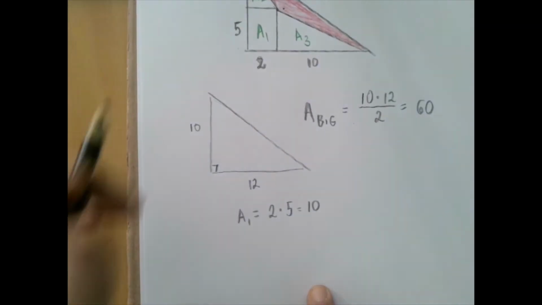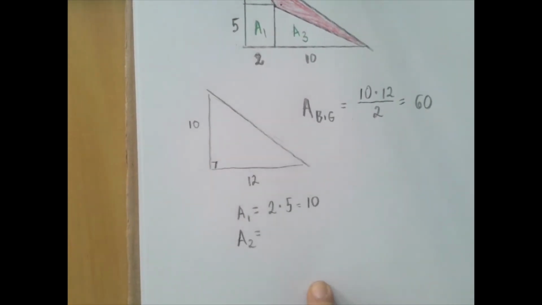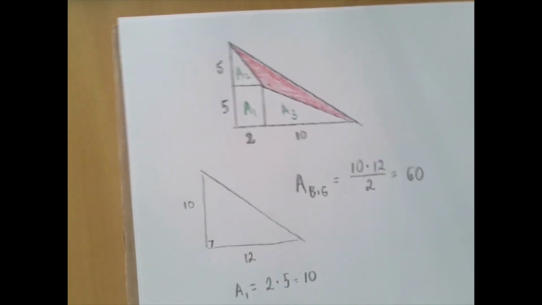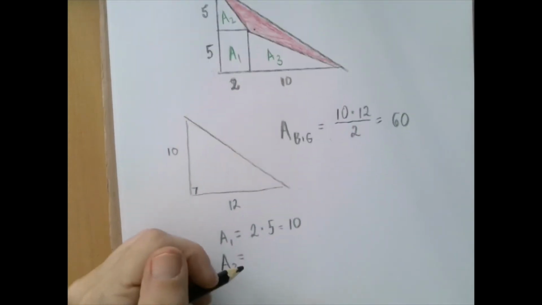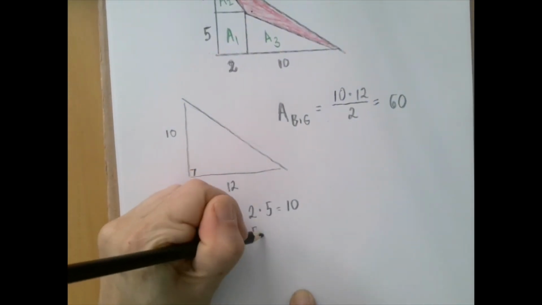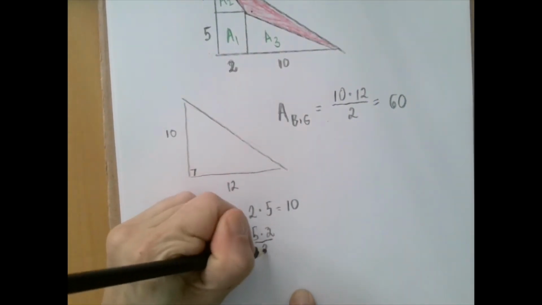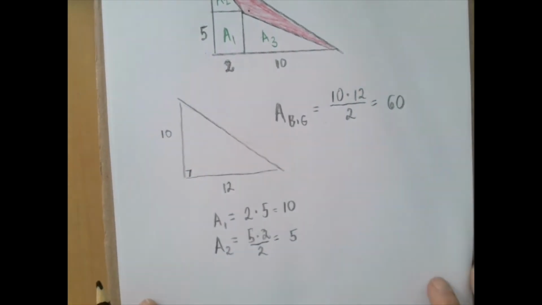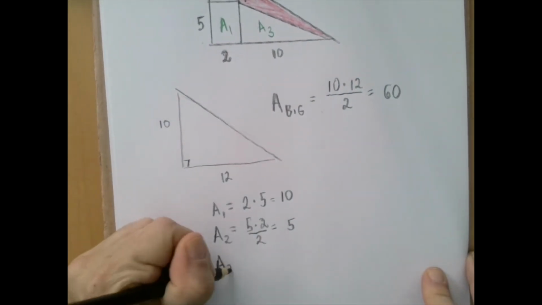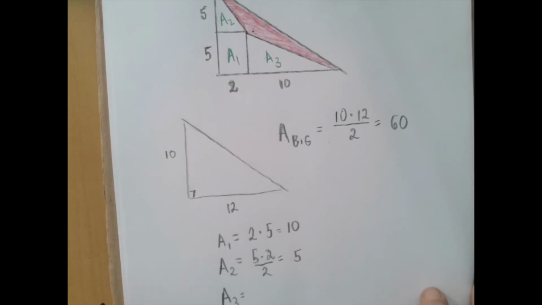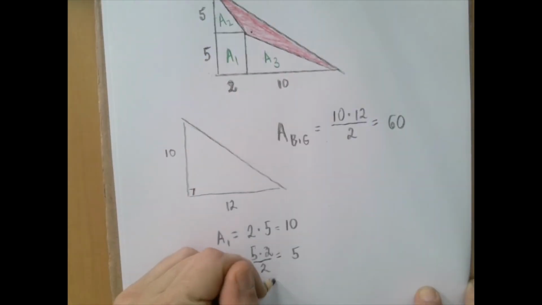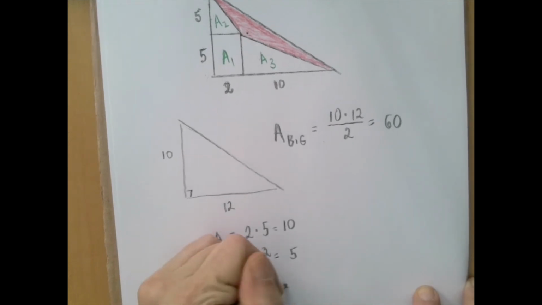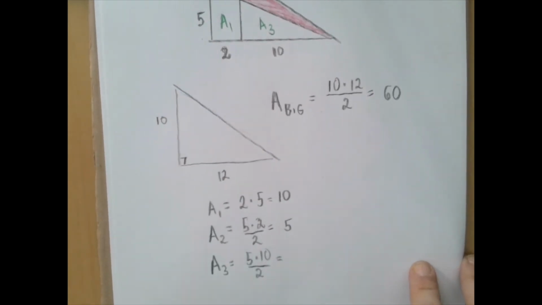Okay, that was easy. Now the second area, A2, is the area of a right triangle with sides 5 and 2. So that means that area is 5 times 2 divided by 2, and that's 5. And finally, the third area is the area of a right triangle with sides 5 and 10. It's 5 times 10 divided by 2, that's 50 divided by 2, that's 25.